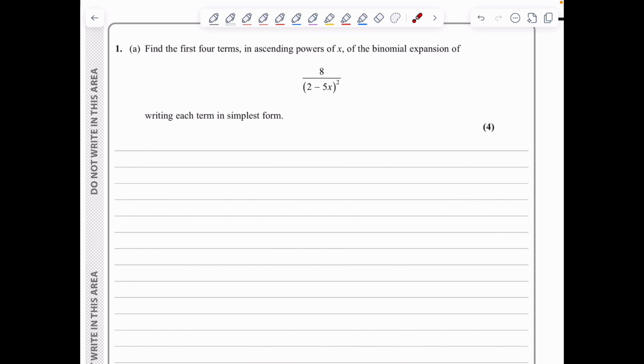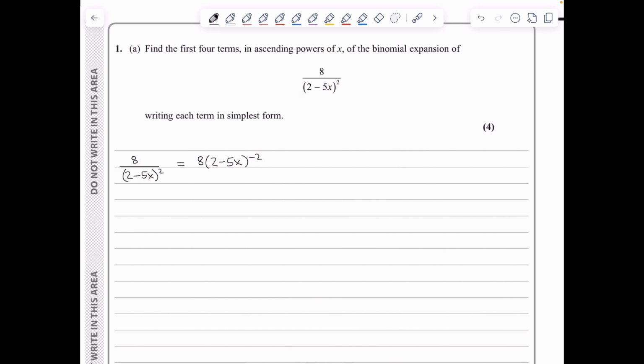In question 1, we are asked to find the first 4 terms in ascending powers of x for the binomial expansion of 8 over (2 minus 5x) squared. So the first thing to do is write what we are given as 8 times (2 minus 5x) raised to the power of negative 2.